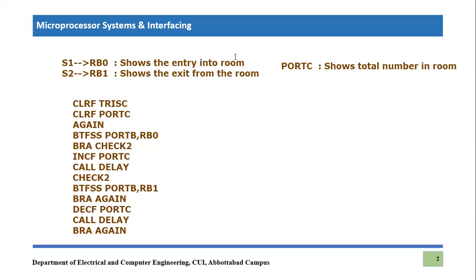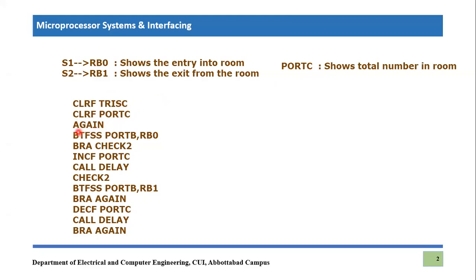Okay, this is the code I have written for this situation. Let's understand this code. First of all, I am clearing TRISC, that means I'm making port C an output port because it will show the number of persons. Then I'm clearing PORTC, so I reset the value on port C. Initially the number of people present in the room would be equal to 0, right?